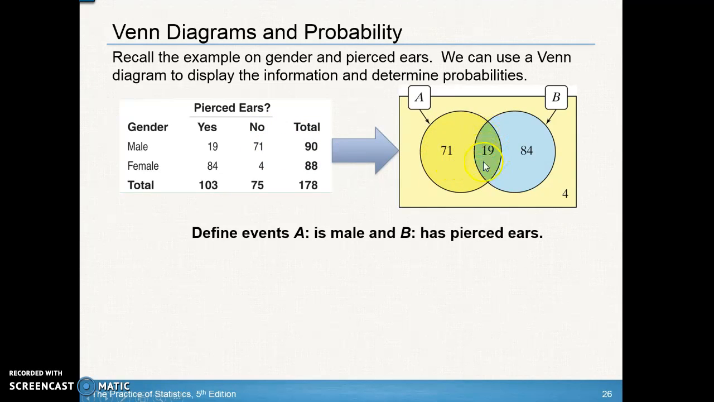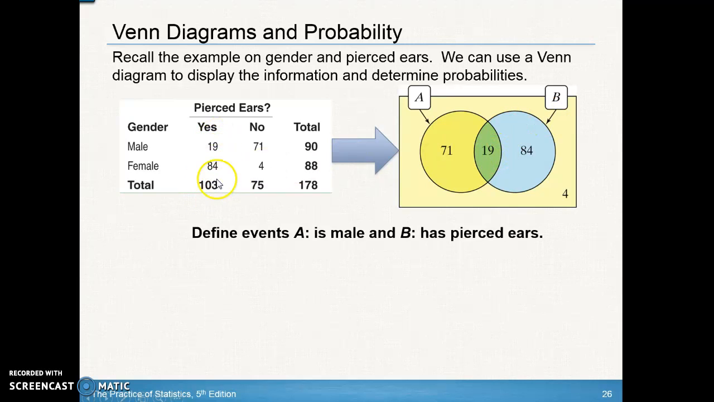But keep in mind, this intersection right here is the probability that they are male and have pierced ears. So there's that 19. So the Venn diagram kind of breaks it up. This 19 belongs to the fact that they're male, and it belongs to the fact that they have pierced ears. So the 71 plus the 19, that's all in yellow, has to give me that total of 90. Now think about that being counted twice. It's counted once in the yellow, so now it's being counted in the blue in the fact that they do have pierced ears.